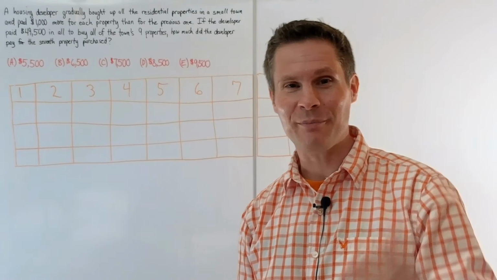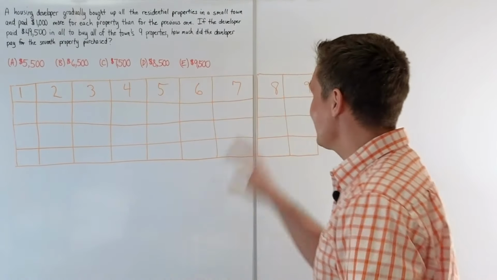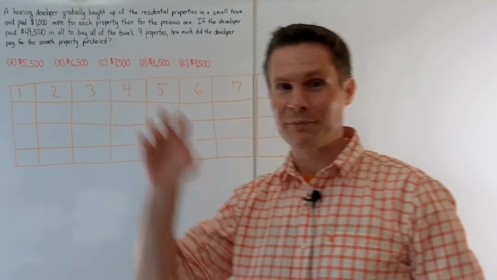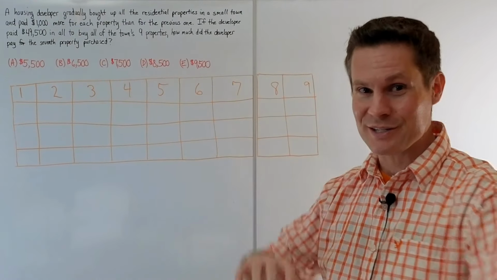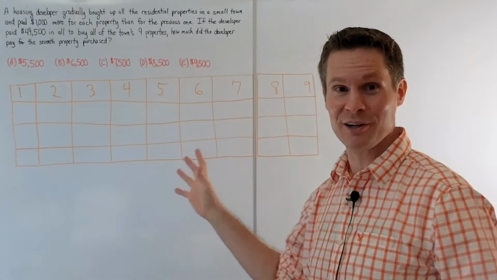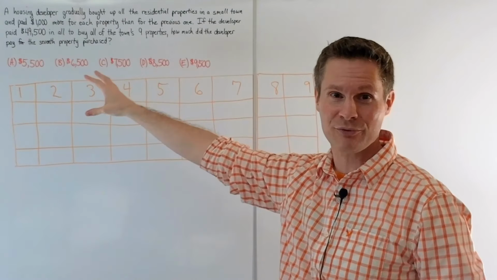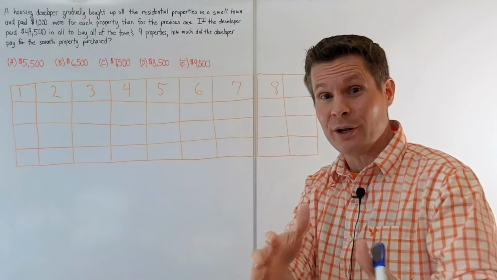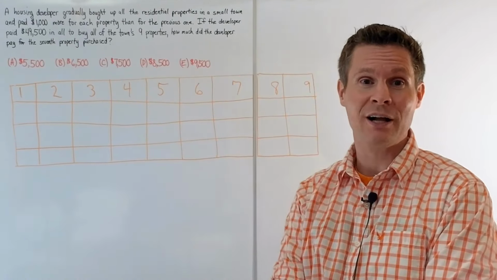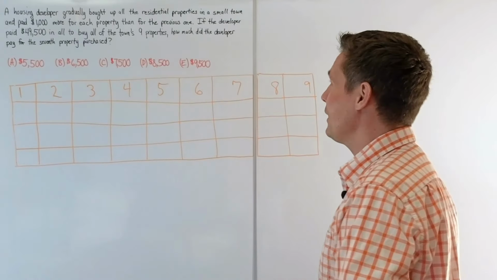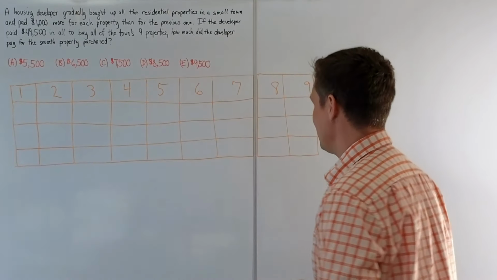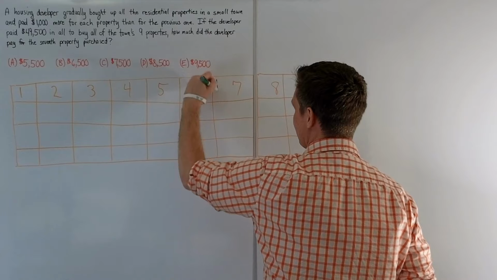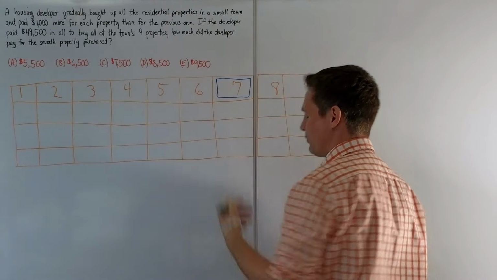All right, go ahead, hit that pause button if you need to, as always. So what have we got going on here? Housing developer that keeps gobbling up properties until all 9 of the properties in this small town have been purchased for a total of $49,500. We know each property sells for $1,000 more than the prior property. And the question is, what is the price of this 7th property? That's the one that we want to figure out.